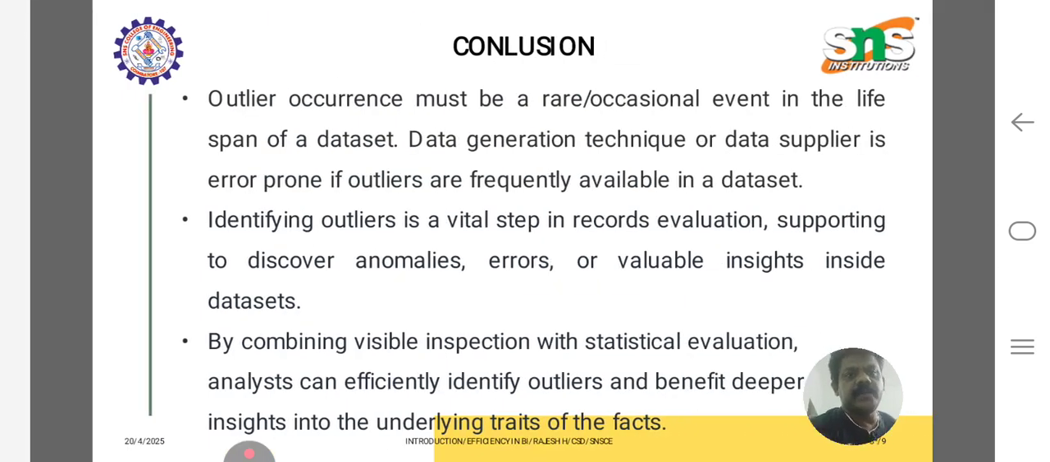So, in conclusion, outlier occurrence must be a rare, occasional event in the lifespan of a dataset. If outliers are frequently present in a dataset, the data generation technique or data supplier is error prone. Identifying outliers is a vital step in data evaluation, helping to discover anomalies, errors, or valuable insights within datasets. By combining visual inspection with statistical evaluation, analysts can efficiently identify outliers and gain deeper insights into the underlying trends of the data.